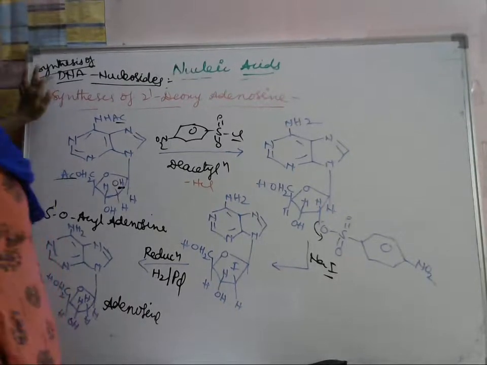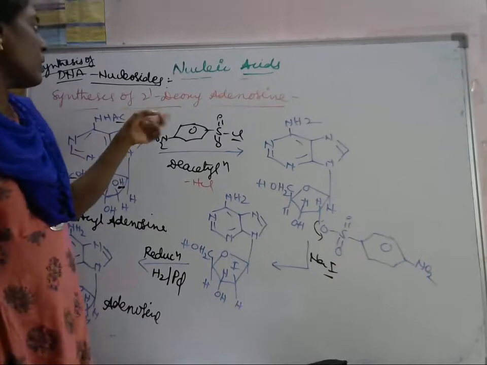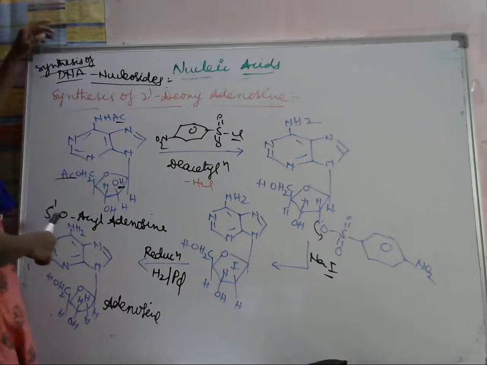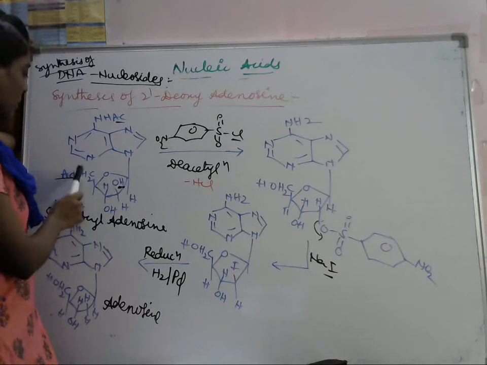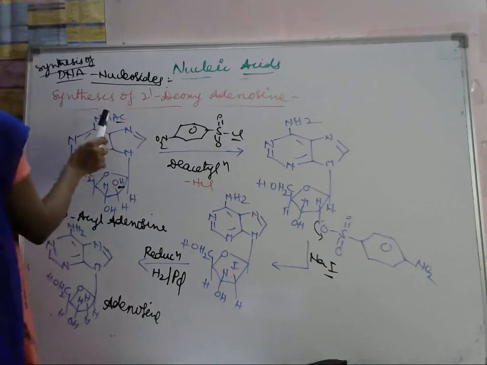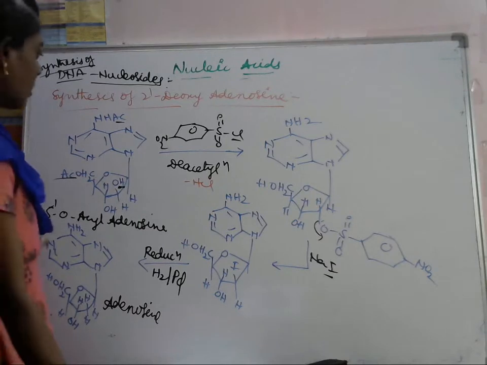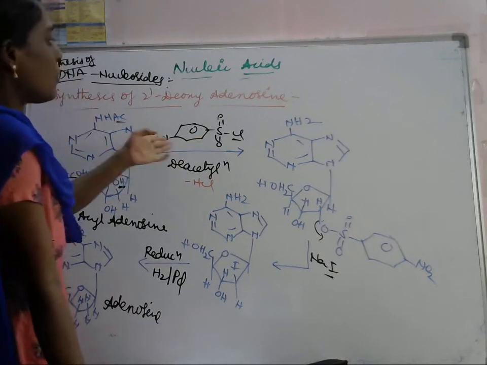Okay, synthesis of DNA nucleosides. In this one we have to prepare the 2' deoxyadenosine. First we have to take 5' oxygen acyl adenosine, meaning here we have done this acetate group and also at the sixth position. Okay. So next, what will happen if it is treated with this para-nitro sulfonyl chloride?